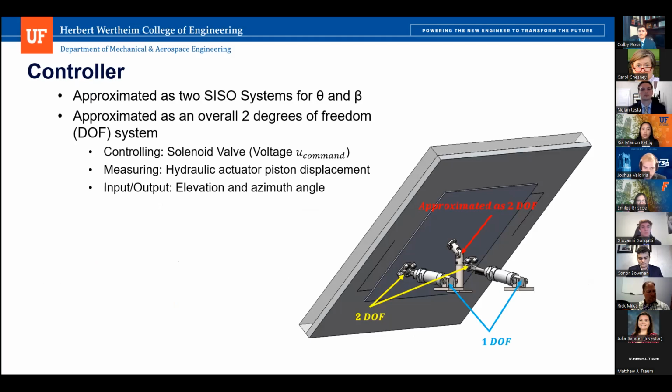For our controller, we actually have a multiple input, multiple output system, but because we can move each degree of freedom separately for the mirror, we can approximate it as 2 single input, single output systems, so one for azimuth and one for elevation angle. We have a 3 degree of freedom system, but we approximated it to 2 degrees of freedom because that's all we care about. So as an overview for the controller, we're controlling the solenoid valve, but we're measuring the actuator displacement. And our input and output is our elevation and azimuth angle.